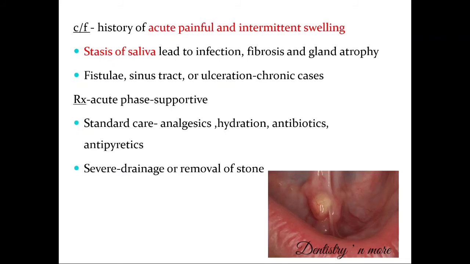The clinical manifestations seen in sialolithiasis are that the patient gives a history of acute painful as well as intermittent swelling, stasis of saliva leading to infection, fibrosis, and gland atrophy. Then fistula, sinus tract, and ulcerations can be seen in chronic cases. In the treatment protocol for sialolithiasis, in the acute phase you give supportive treatment, and the standard care is to prescribe analgesics, hydration, antibiotics, and antipyretics. In severe cases we have to drain or remove the calculi.